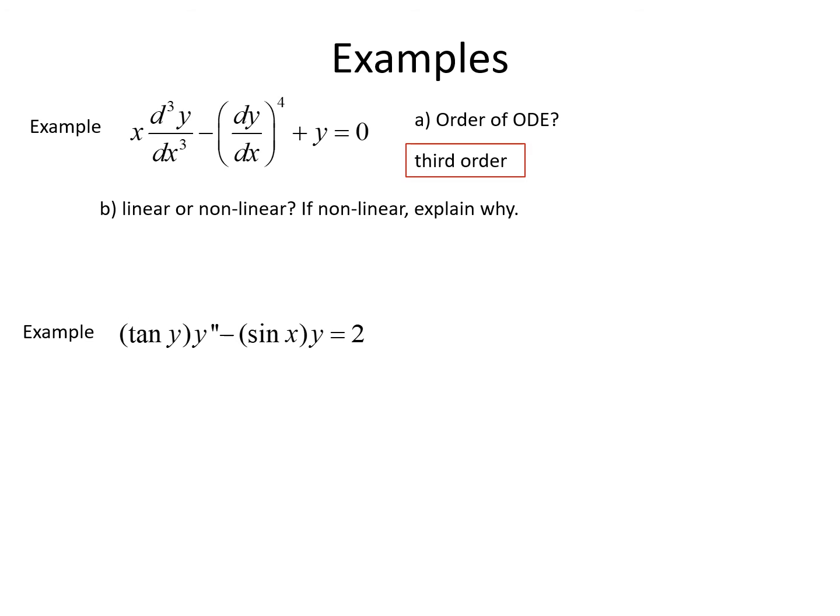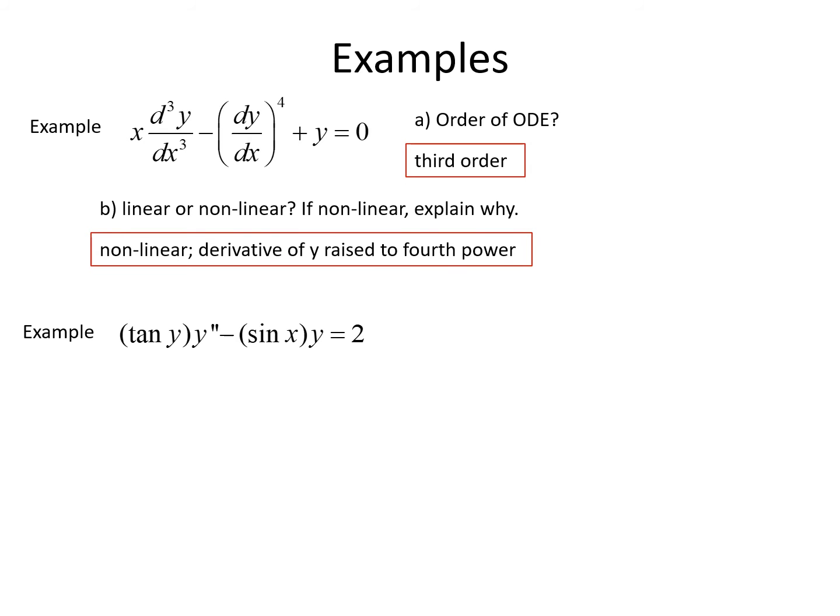Remember, order is just going to be the highest derivative that you see there. So the third derivative is the highest derivative. That's going to make this a third order ODE. And for the linearity, we look at those two conditions. So first, y and its derivatives have to have a power of 1. But if we look at that middle term, dy/dx raised to the fourth power, that's raised to the fourth power, not to the first power. So that's going to break that first condition. So this will be nonlinear because that derivative of y is raised to the fourth power.